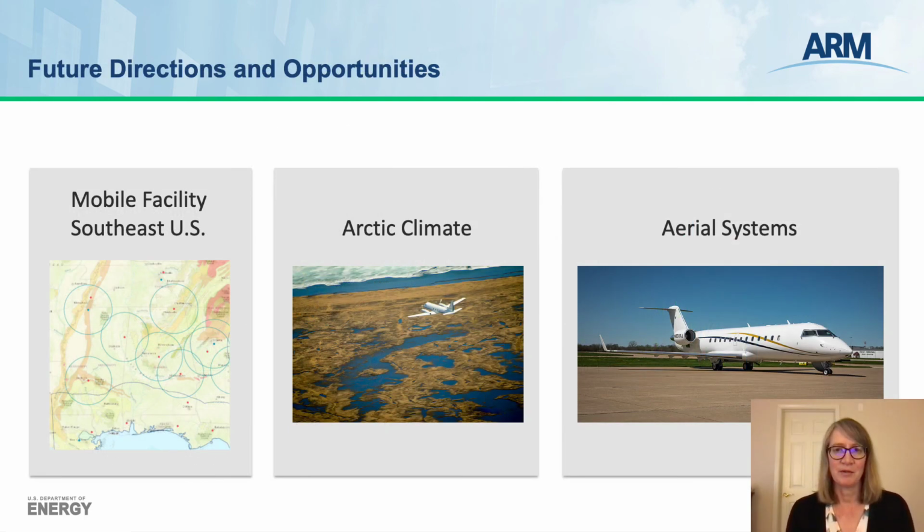Lastly, I wanted to leave you with some ideas about ARM's future directions and opportunities for collaboration. ARM will begin packing up this month its third mobile facility currently deployed at Oliktok Point to relocate to the Southeast U.S. This will be a long-term deployment up to 5 years with science objectives focused on aerosol processes, convective clouds, and land-atmosphere interactions.